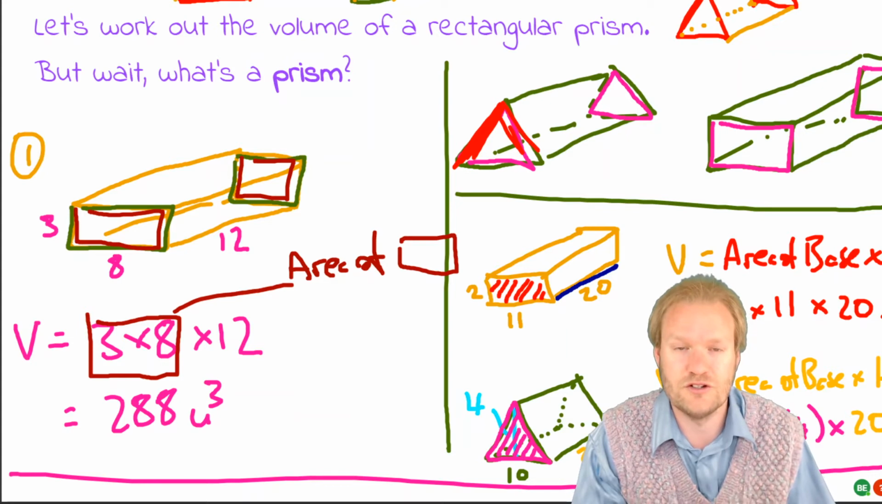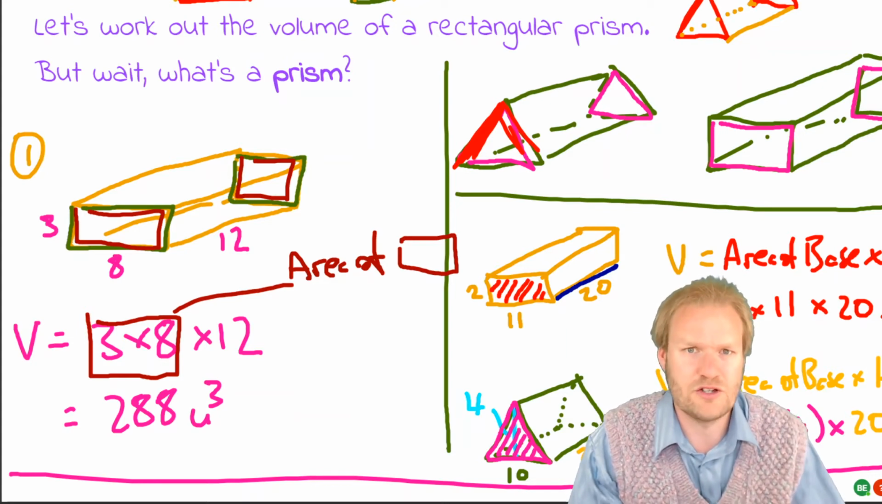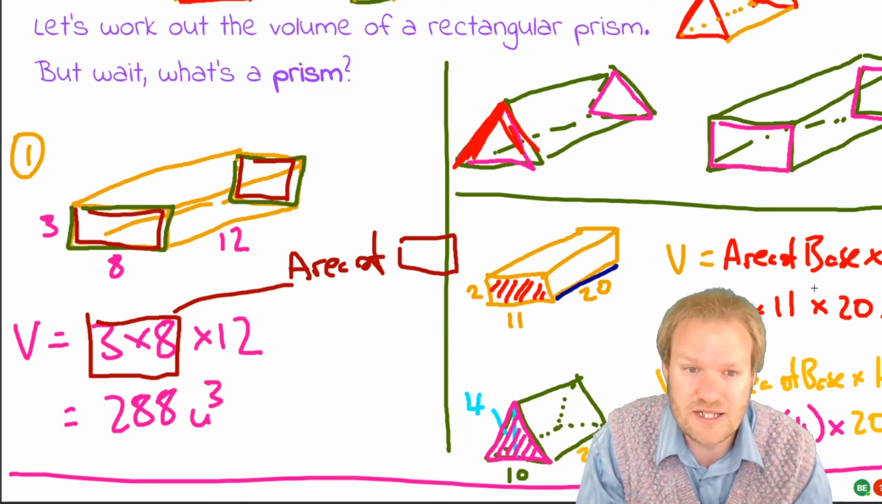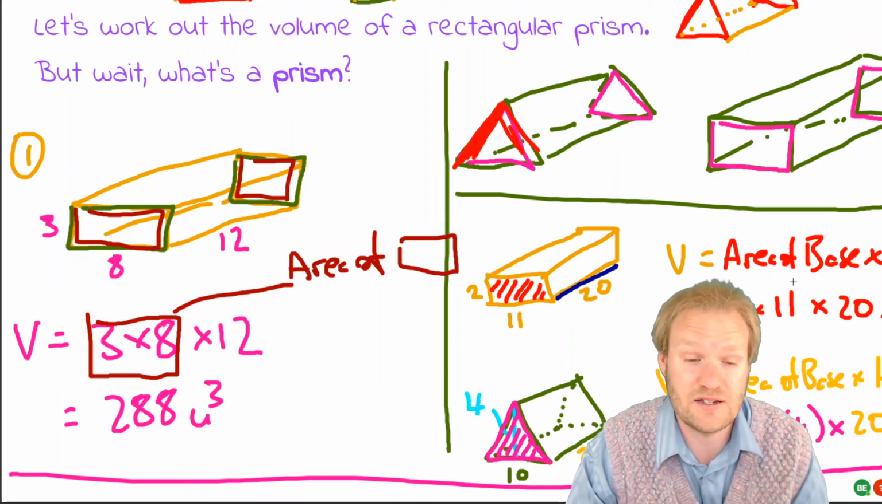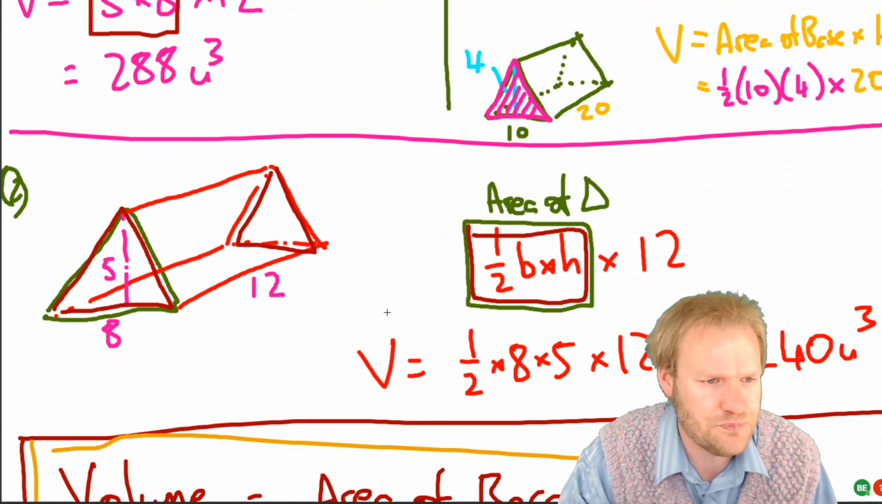400 units cubed. So cubic units, so it might be centimeters cubed. But it's that same formula. Area of base times height. That's the concept that we want.